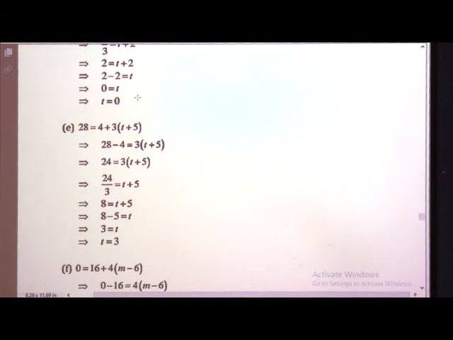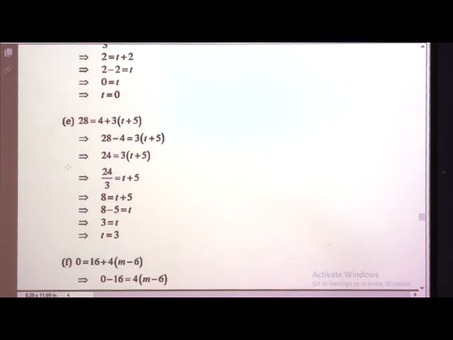Whatever is there in the LHS in total will be shifted to the RHS. Here we will see one example: 28 is equal to 4 plus 3 inside the bracket t plus 5. 28 we will get here minus 4, because this 3 is related with this bracket, since it is a multiplication sign. You can do it in this way, or you can do it with the distributive property too.